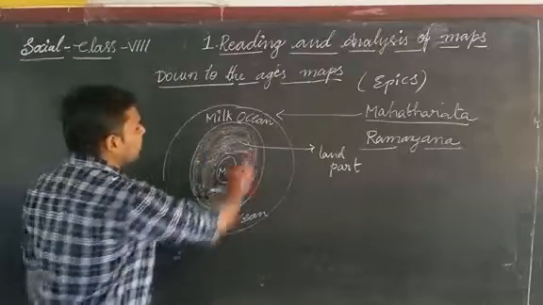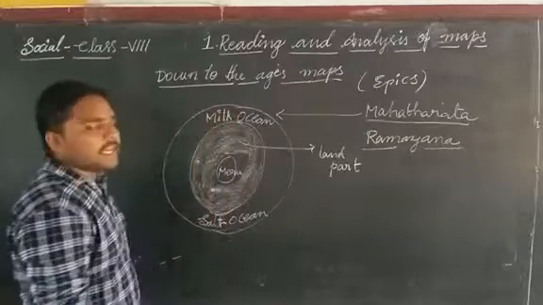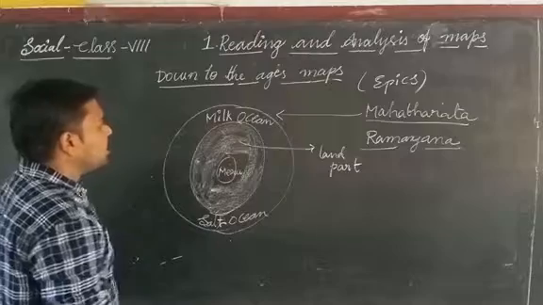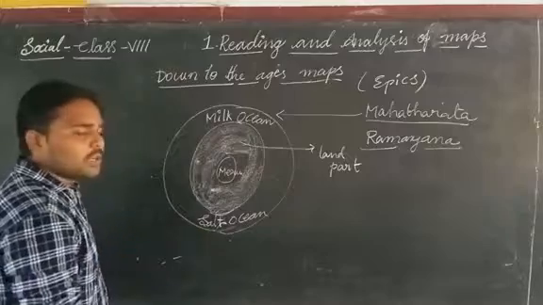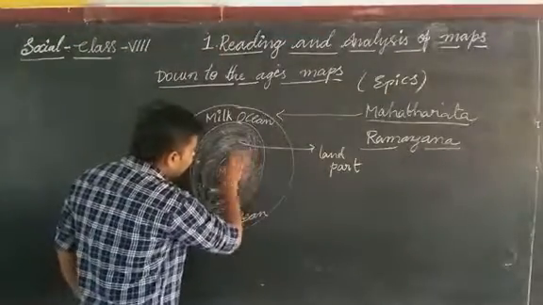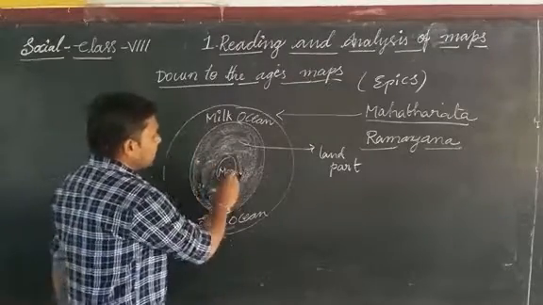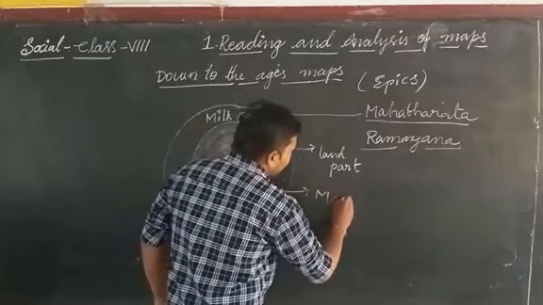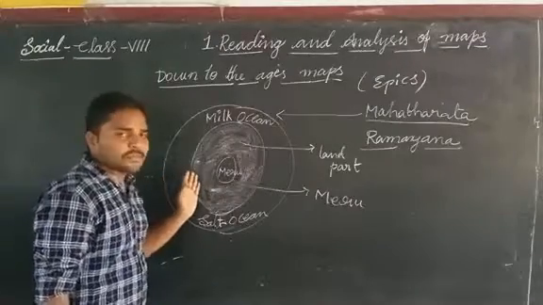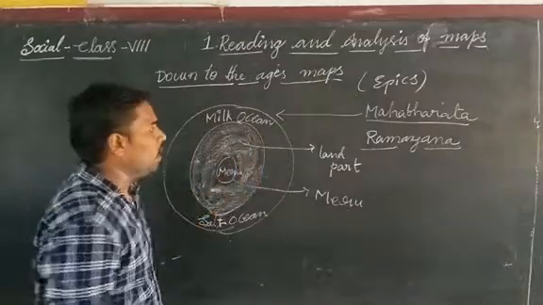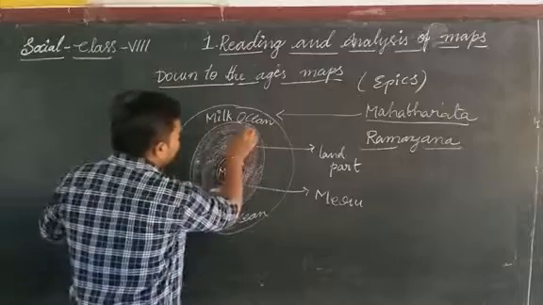According to the Mahabharata, the land part of the earth is surrounded by two oceans. On the north side it is surrounded by the Milky Ocean, and on the south side it is surrounded by the Salt Ocean. In the middle of the land part, it has the mountain Meru. This is the structure of the earth according to the Mahabharata and Ramayana. This is the shape of the earth, and this is the land part.